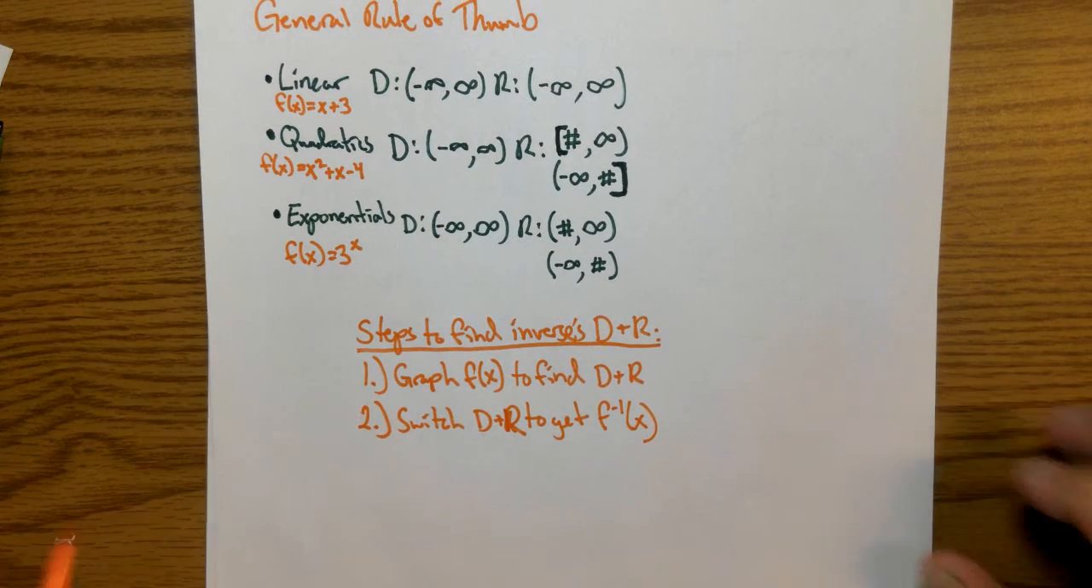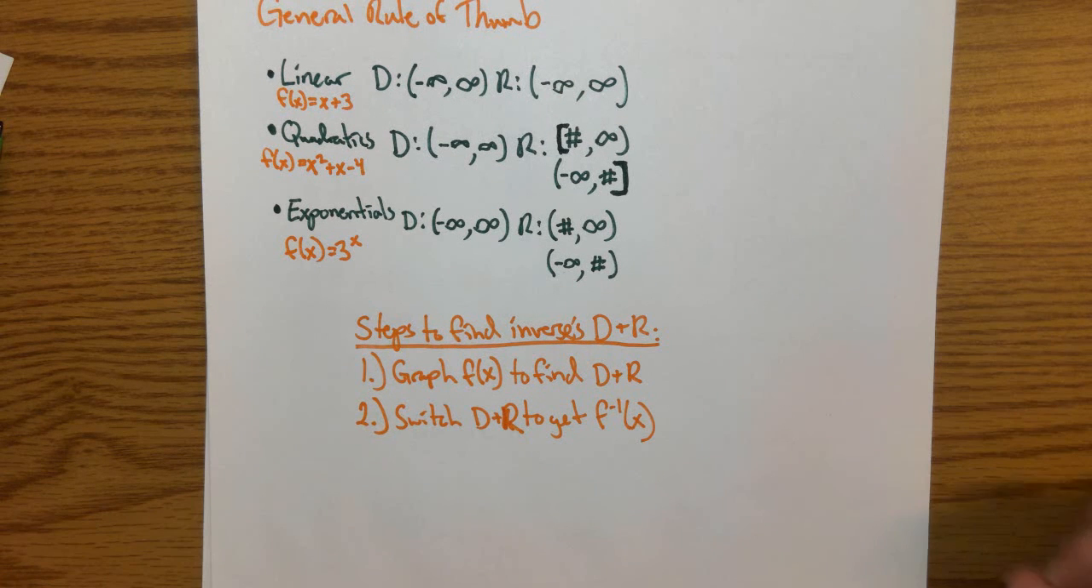So graphs are your friends. So on your paper, graph the function and try to find its domain and range, and from there go find the domain and range of the inverse. So let me know if you have any questions finding that domain and range, because it can be very tricky.